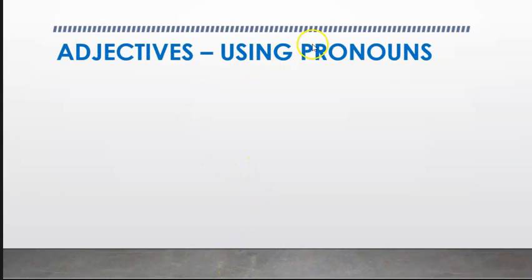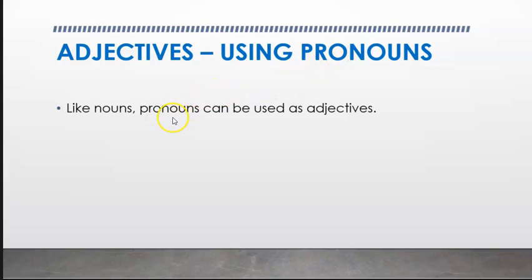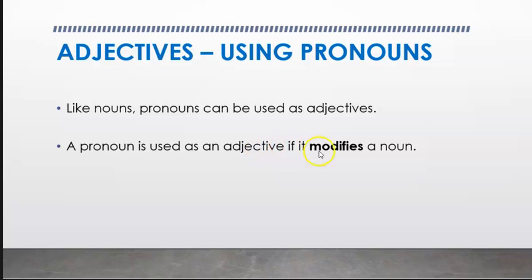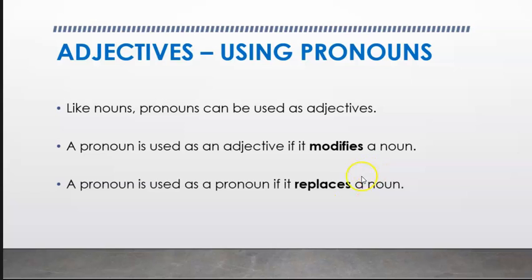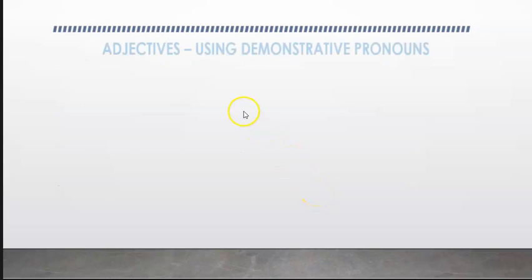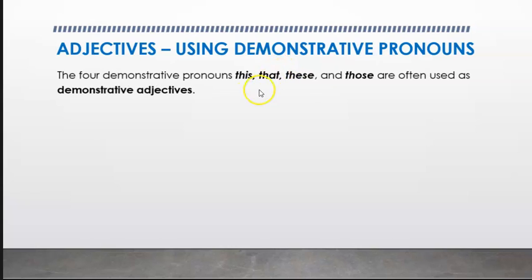We can also use different groups of pronouns as adjectives. When they are being used as an adjective, it will modify a noun. The noun will be a noun right after it in the sentence. If it's replacing the noun and there is no noun other than the pronoun, then that's a pronoun. So some examples, we can use demonstrative adjectives, words like this, that, these, and those, as adjectives or as pronouns.